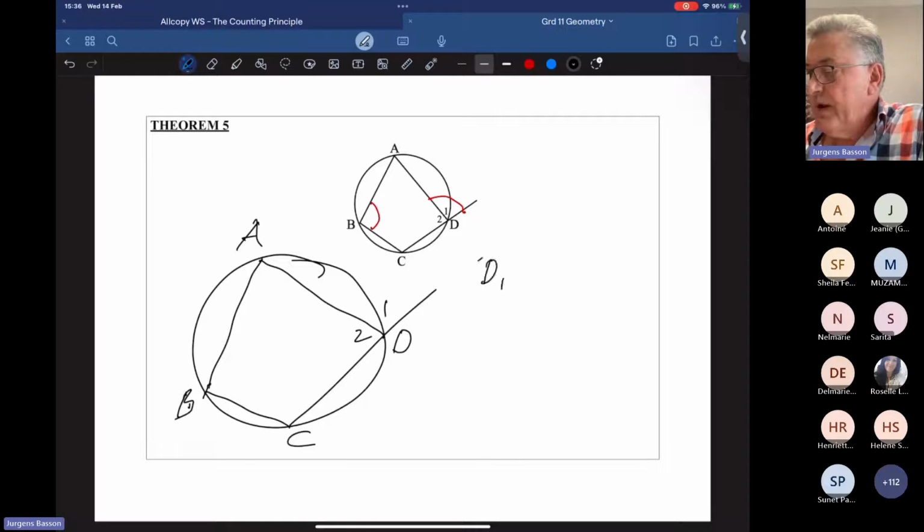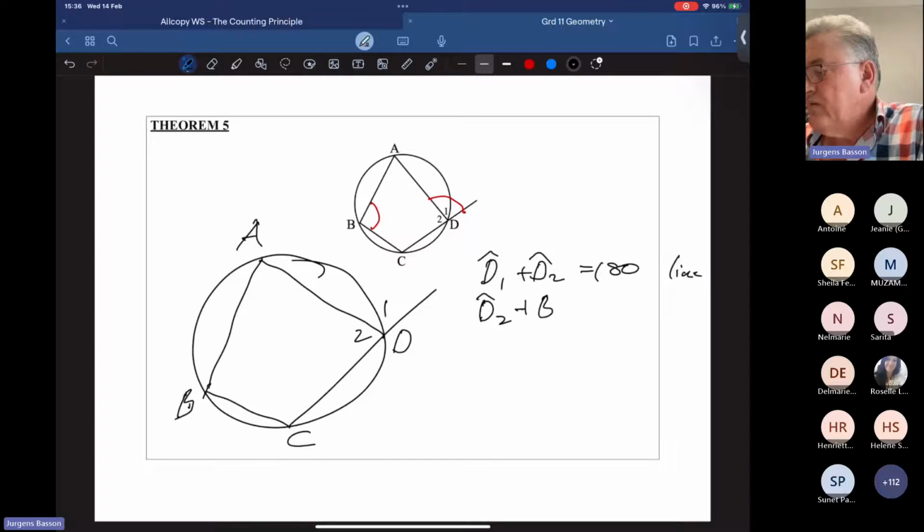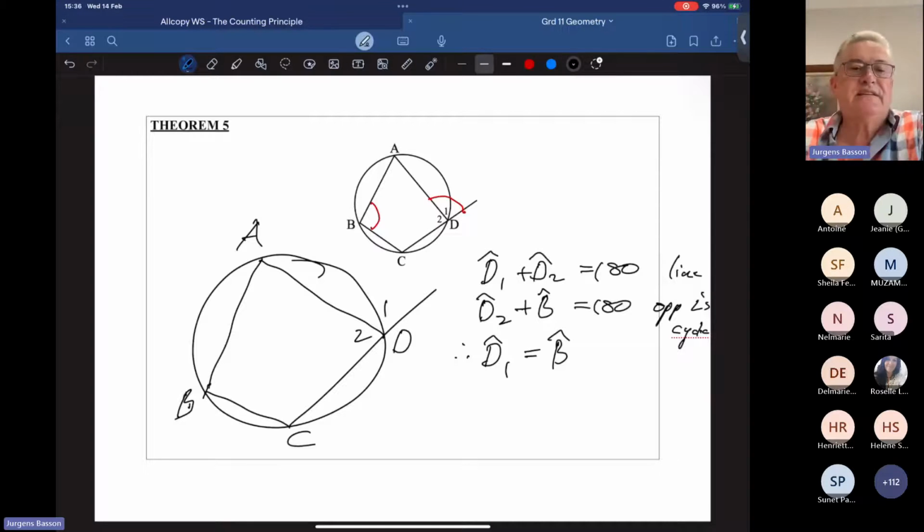So I'm going to say that D1 plus D2 is equal to 180. And you all agree that's a line. I'm not going to write down the whole reason, but please, your kids must do it. That's a straight line. And then we can say that D2 plus B is equal to 180, and that is opposite angles of a cyclic quad. That is the previous theorem we did. So we know now that this angle plus that one is 180. Now, if you look at those two statements, D2 is in both, and they both add up to 180. So that means D1 is equal to B. And there we prove the exterior angle equal to the opposite interior.